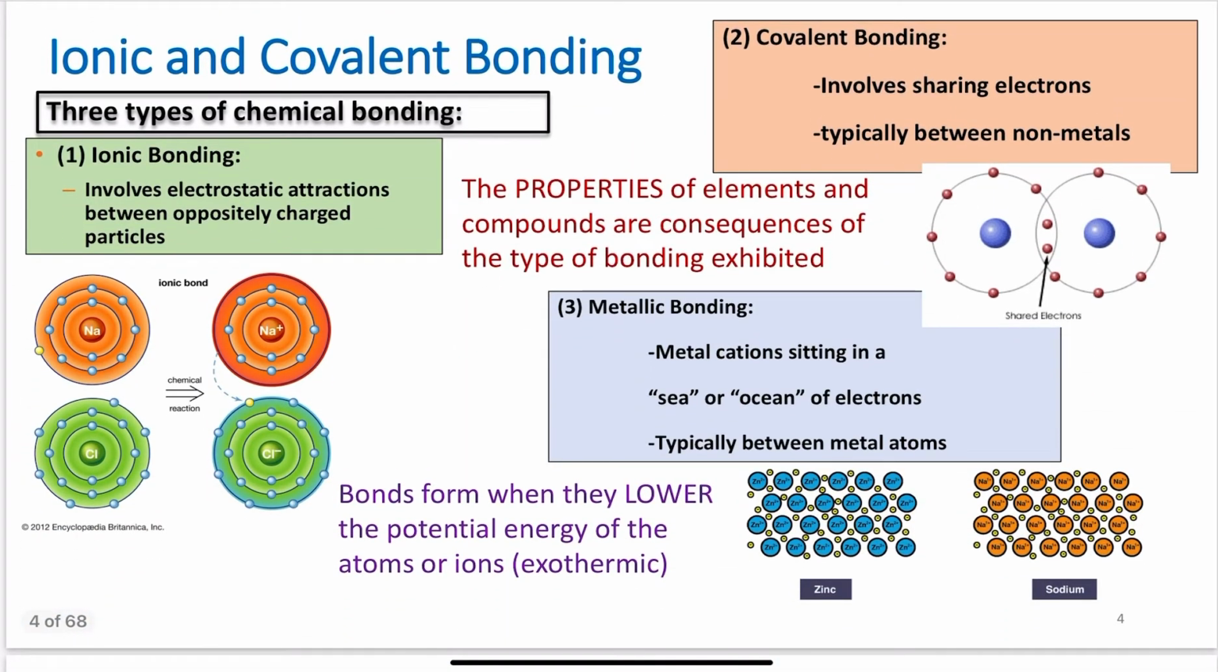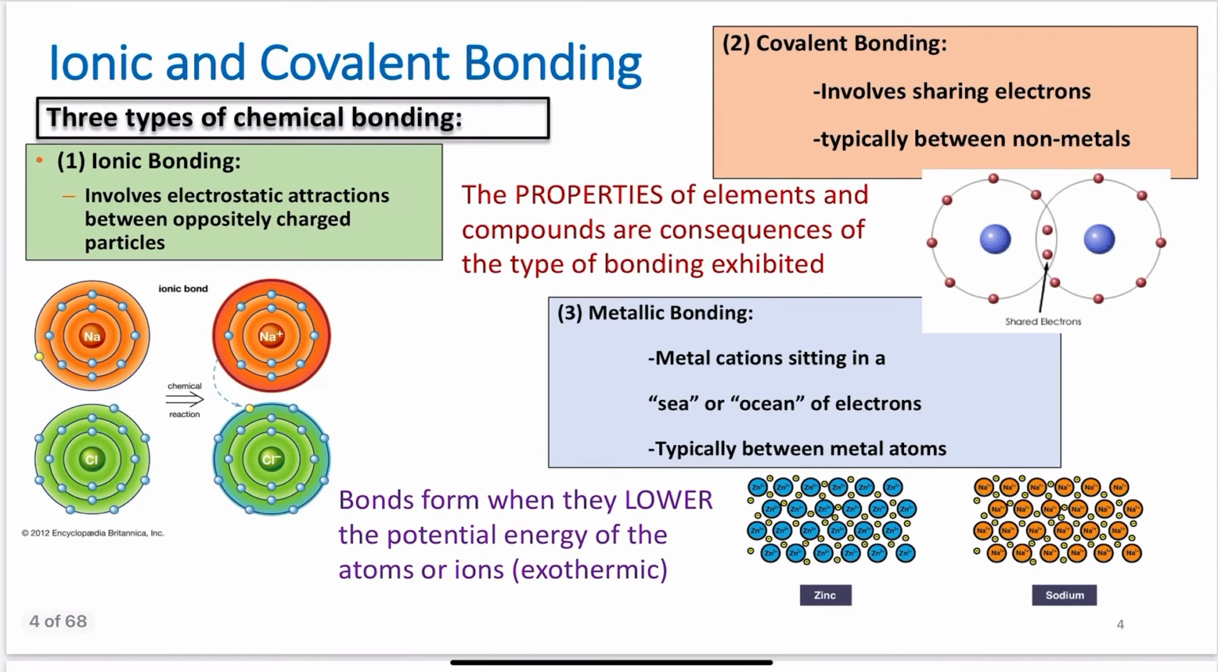So as a little bit of a review, ionic and covalent bonding. There are 3 types of chemical bonding: ionic bonding, covalent bonding, and metallic bonding. We don't spend as much time talking about metallic bonding. We'll spend more time on that when we get to the solid state chemistry chapter, but we do have a brief definition of it. But let's talk about ionic bonding.